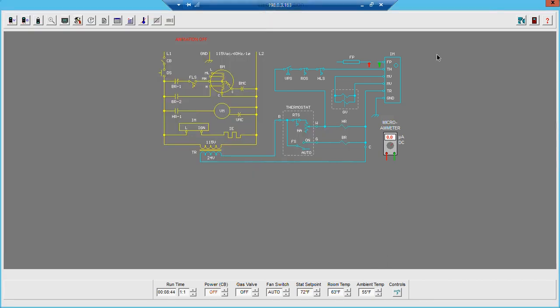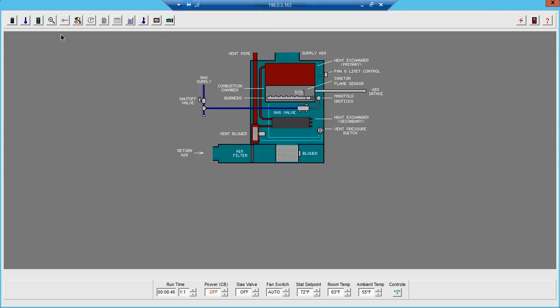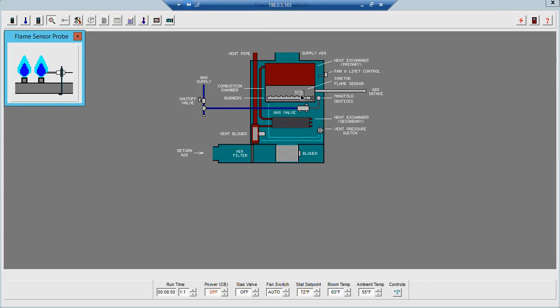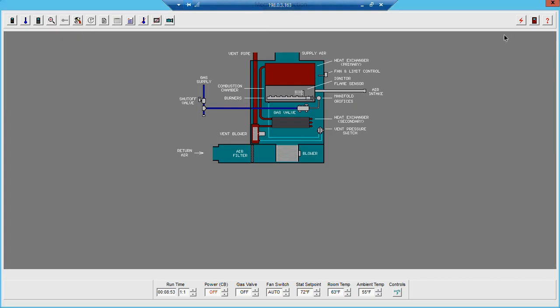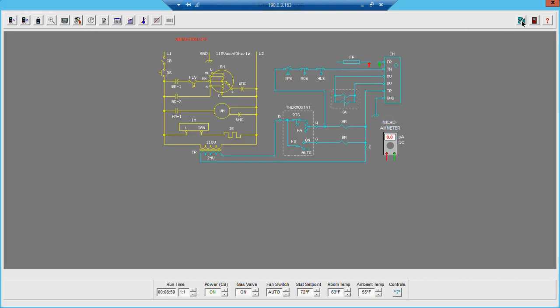We can now go back and verify that we did put the flame sensor back where it belongs, and it is. So now let's try it again. Let's see what happens, and again, let's check that microamp signal. Let's make sure that we're getting what we're looking for.